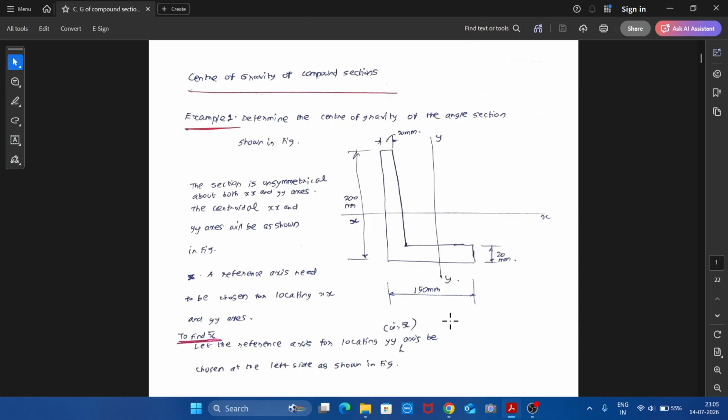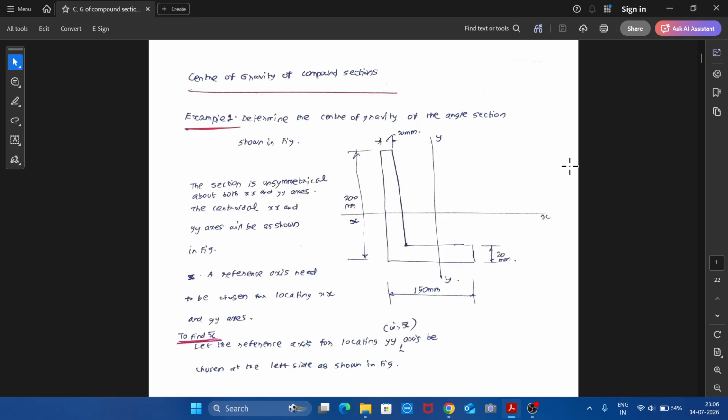In this lecture, let us see how to determine the center of gravity of compound sections. We very well know that if a section is made up of more than one simple section, say if it consists of two rectangular sections, or one rectangle and a triangle, or one rectangle and two triangles, likewise if it consists of more than one simple section, then it is a compound section.